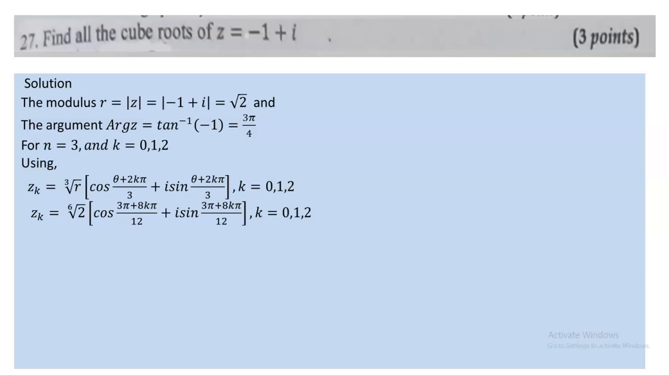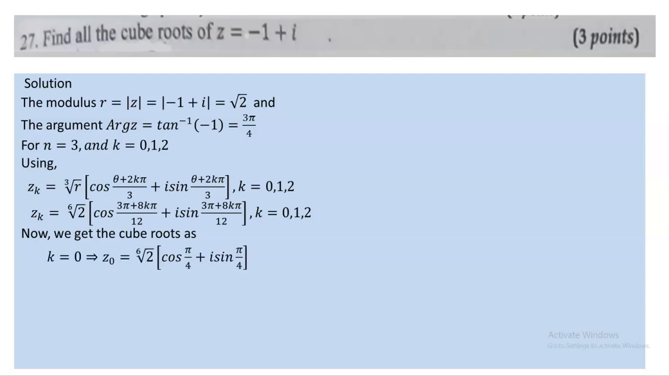So from the first one, z_k is going to be this. Look, what is r, students? r is radical 2. So the cube root of radical 2 is 2 to the power of 1 over 2 times 1 over 3, which is 2 to the power of 1 over 6, the sixth root of 2. So when k is 0, you have 3 pi, and you are going to have this. And this is generally for any k value.